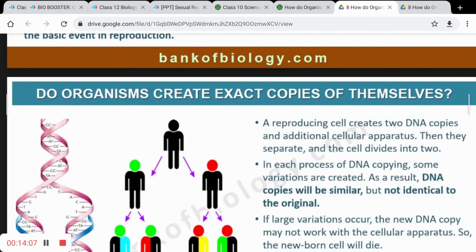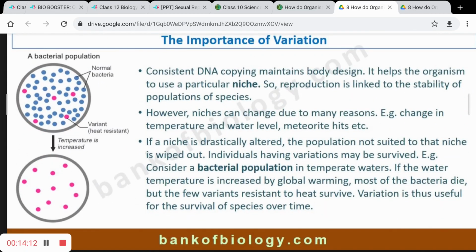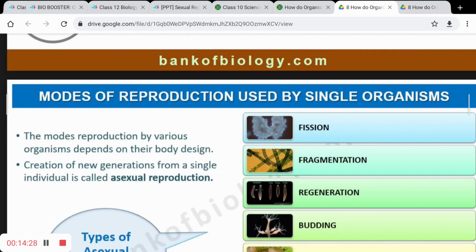Okay. So next, variation causes beneficial traits. For example, they gave a bacteria which tolerates high temperature. One bacteria is tolerating, another bacteria is not tolerating. The other one will die. The one which tolerates the temperature, due to the variation, that alone will survive. So this is the example of variation.